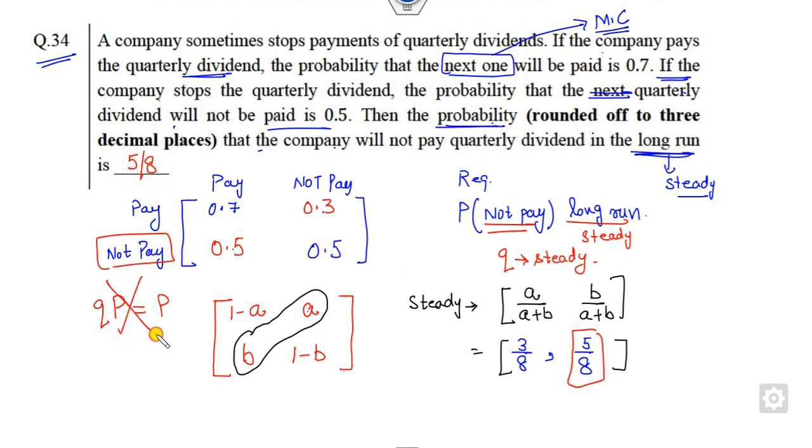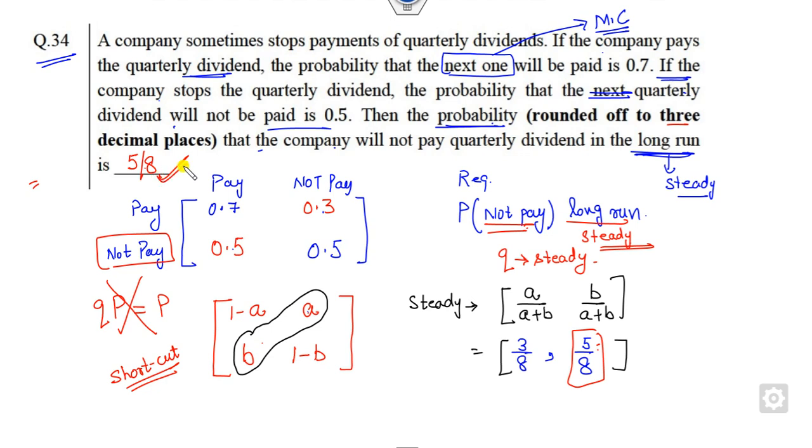There is no need to solve in the manual manner. You can simply write the matrix in 2 cross 2 form. This is the shortcut trick for you. Write it in 2 cross 2 in this form, then the steady state is always A over total, B upon total. So this is the probability of not paying in case of steady state. The right answer is 5 by 8. You can convert it to 3 decimal places. You will get the right answer in a very simple way.